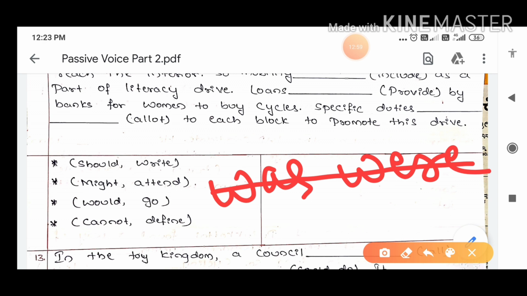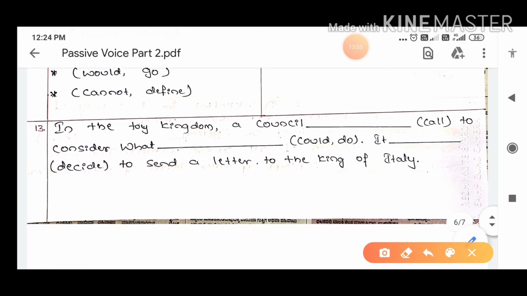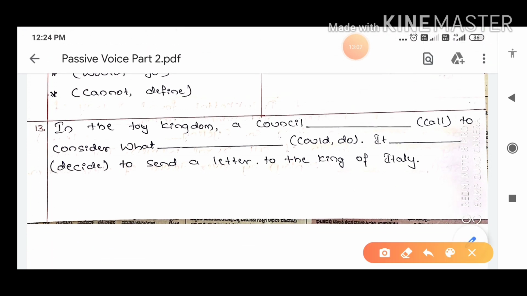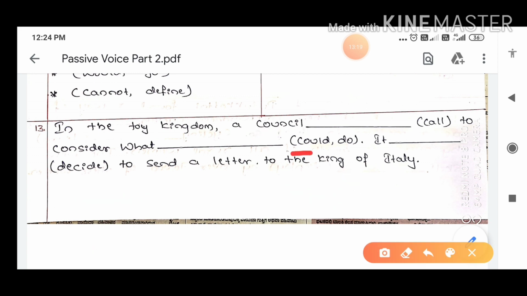That is what you should keep in mind. Here we have 3 examples regarding that. Let us see what they are exactly. So in the toy kingdom, a council, it is a singular and only one word is there. So was called to consider what could and do.